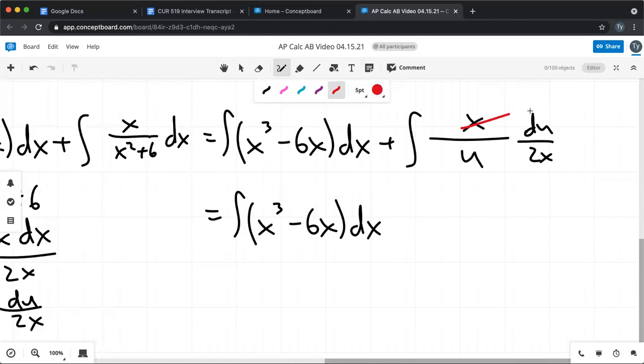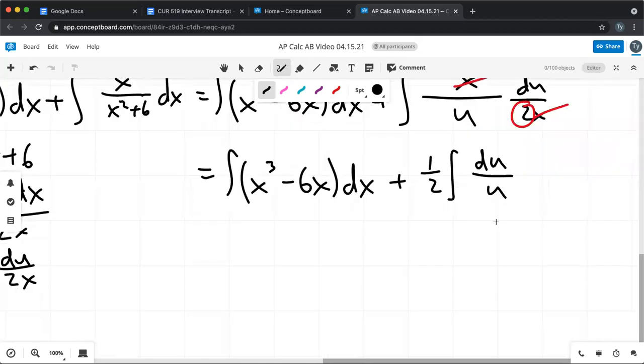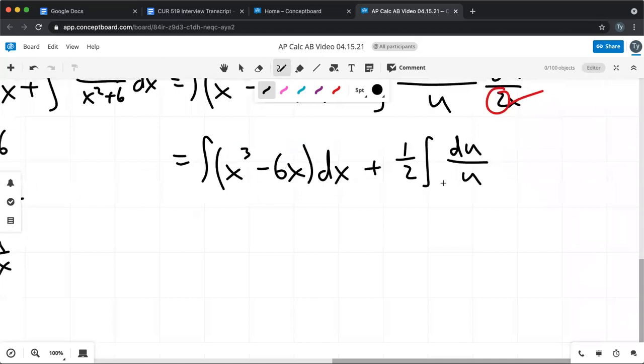And we can see that the x's can cancel out. We do have this 2 in the denominator. But because that's just a constant multiple, we can pull it out of the integral as a 1/2 because it's in the denominator. And rewrite this as du over u. Okay. We can do our check. We just use U-substitution. Do we have any x's left in this integral? No, we do not. That means we're on the right track. That means let's find some antiderivatives.